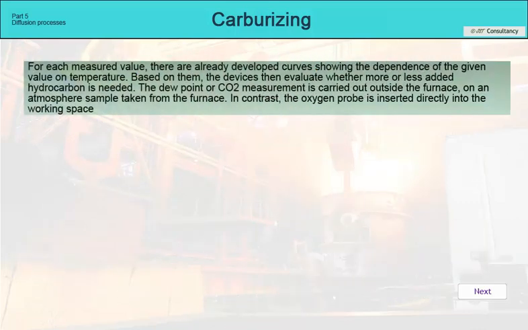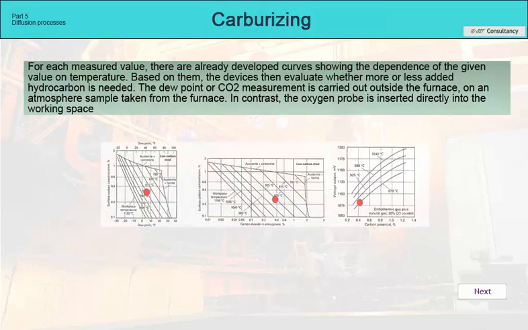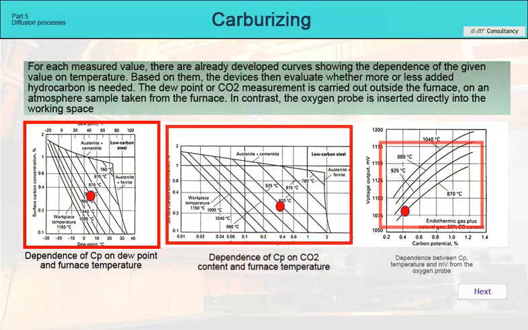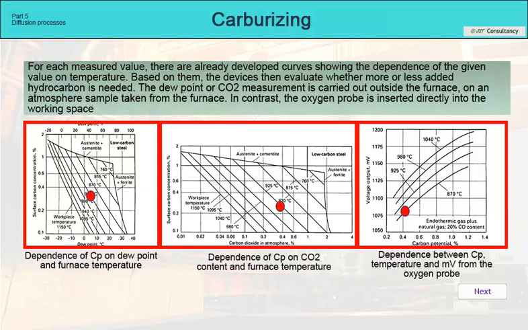But we don't have to worry about the actual measurement. For each measured value, there are already developed curves showing the dependence of the carbon potential on the dew point, on the CO2 content, or on the size of the signal in millivolts from the oxygen probe. Based on these, the instruments then evaluate whether more or less added hydrocarbon is needed in the case of the endoatmosphere, or hydrocarbon and air in the case of the methanol atmosphere.